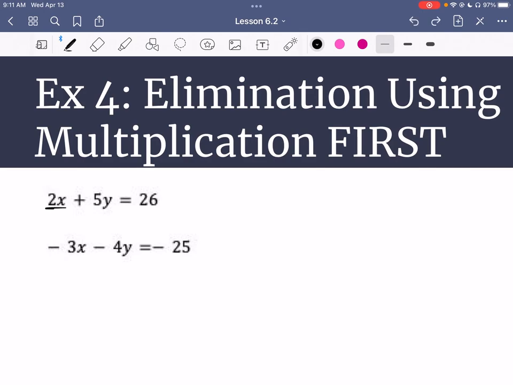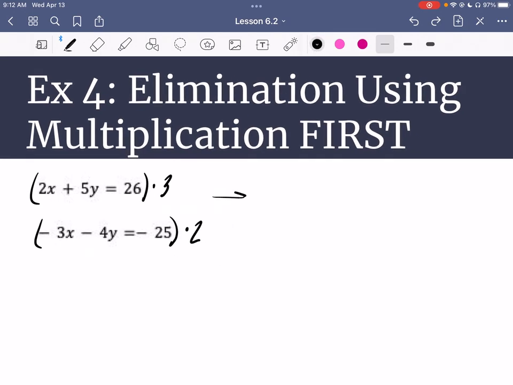Okay, so if I want 2 and 3 to get to a number that they're going to match with, I would choose 2 times 3, which is going to be 6. So the top equation, I would multiply by 3, and then the bottom equation, I would multiply by 2. The reason I don't have to multiply by a negative is because they are already opposite signs. The positive is in the top equation, and then the negative is in the bottom. So I can simply multiply those both.